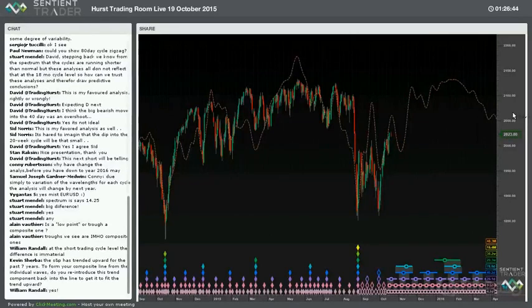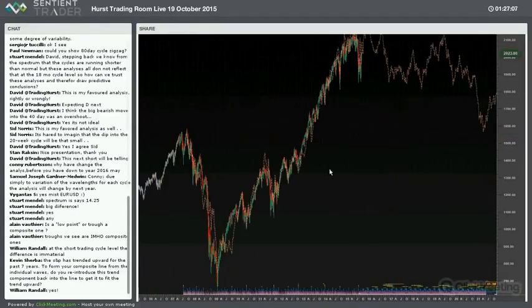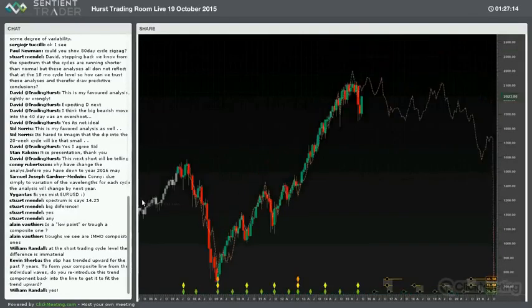Kevin, the S&P has trended upward for the past 7 years. To form your composite line from the individual waves, do you reintroduce this trend component back into the line to get it to fit the trend upward? Kevin, the composite model line is a result of all the cycle information. So yes, any trend, any cycle information that the software has, if I zoom all the way out on this to a weekly chart, perhaps even a monthly chart, there we go. There's our composite model, and all of the cycle information that the software has is included in that composite model.